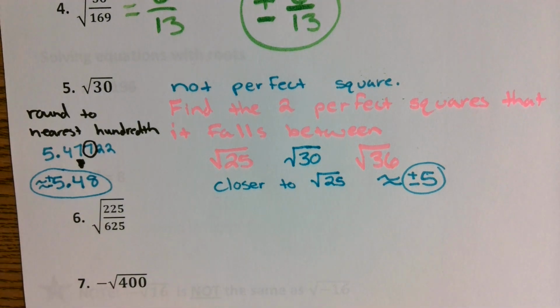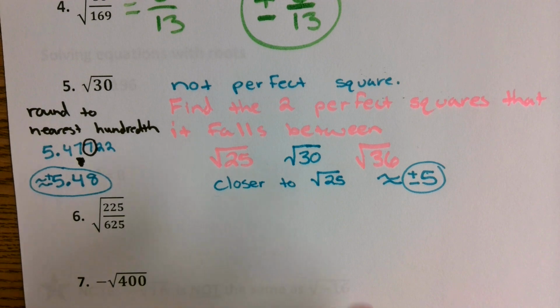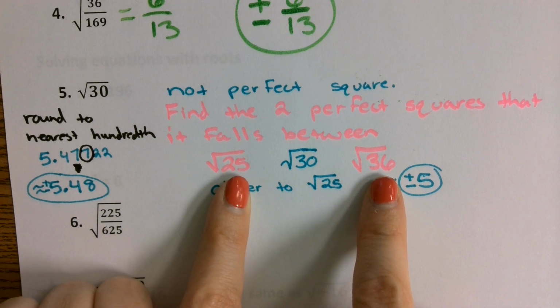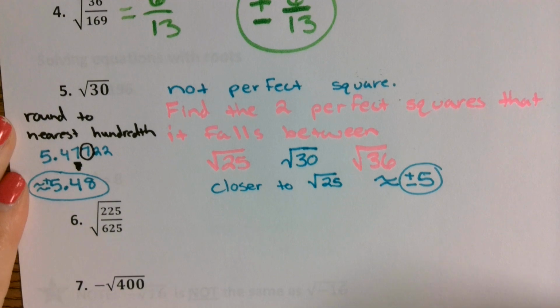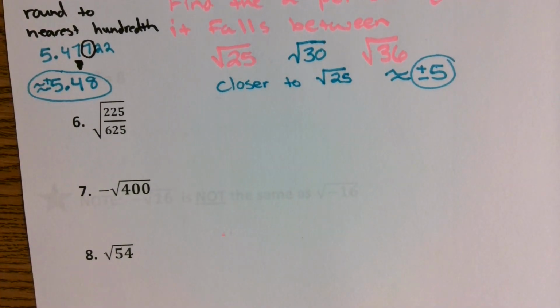Okay? So these are the two different things that they might ask you to do. They might ask you to identify the two perfect squares that it surrounds, or they might ask you to estimate it to a nearest place value. Okay, go ahead and do 6, 7, and 8 on your own. Do problem 6, 7, and 8 on your own.